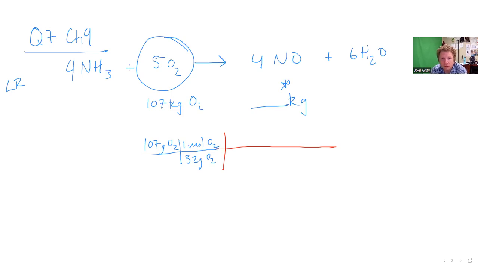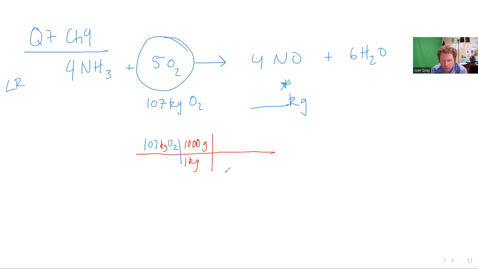Actually, let me go ahead and erase. I'm going to switch it from grams to kilograms. So I'm going to do the right thing and switch it to 107 kilograms. And now I'm going to convert it from kilograms to grams. So 1 kilogram is equal to 1,000 grams.